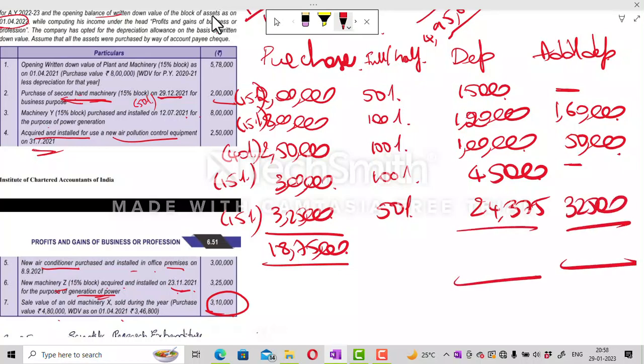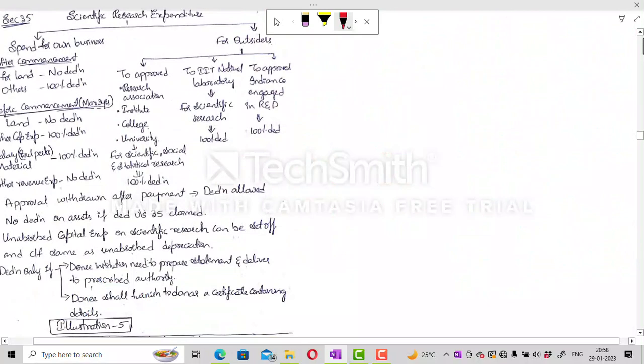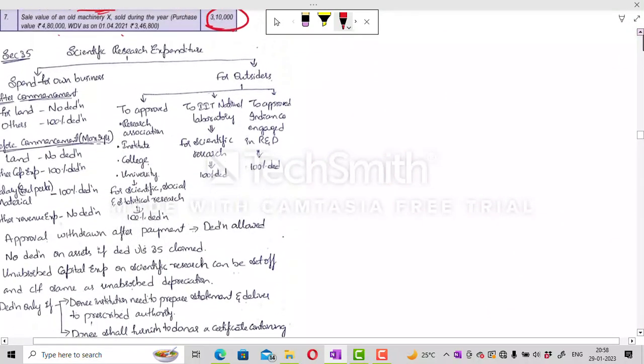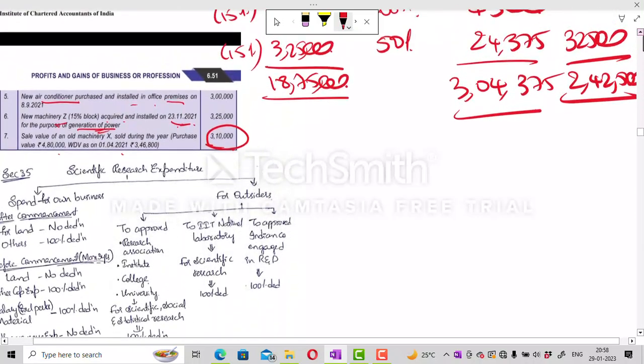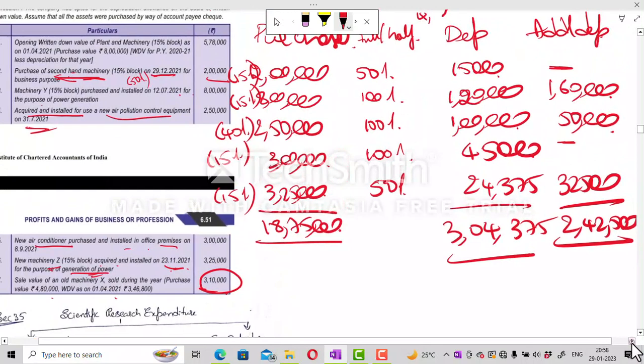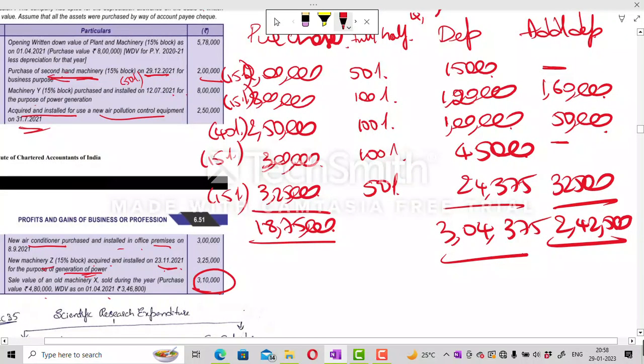32,500. Calculate total. 15,000 plus 1,20,000 plus 1 lakh plus 45,000 plus 24,375 is 3,04,375. 1,60,000 plus 50,000 plus 32,500 is 2,42,500. Total 5,46,875.